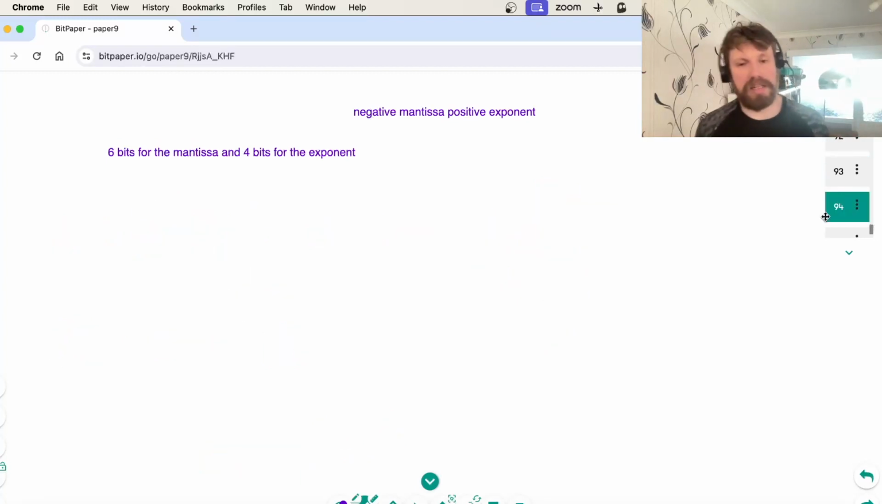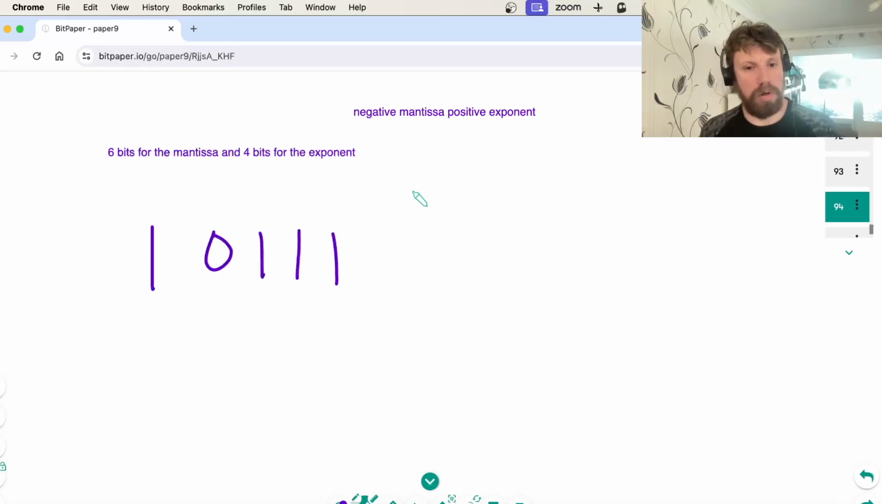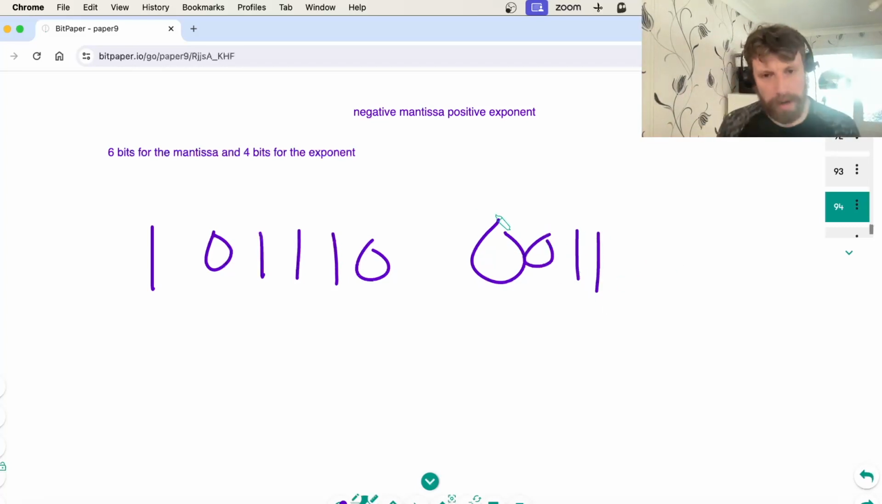Next one, negative mantissa, positive exponent, is where it's going to give us a negative value for the mantissa, so that's going to be 1, 0, 1, 1, 1, 0. Let's put it like that, okay? And then positive exponent is going to be 0, 0, 1, 1. Okay, now what we can do is we can work out our exponent, which is just nice and easy. That's going to give us 3.